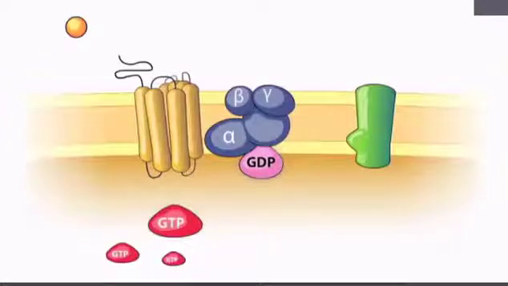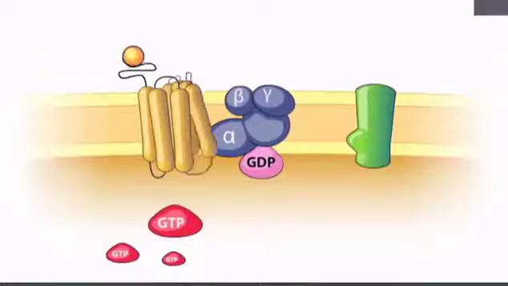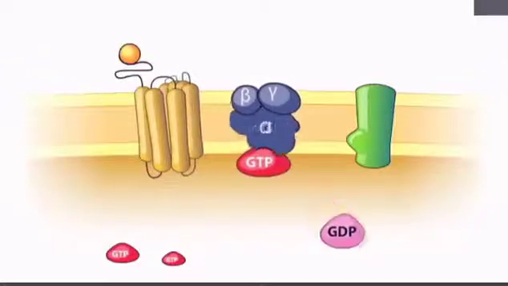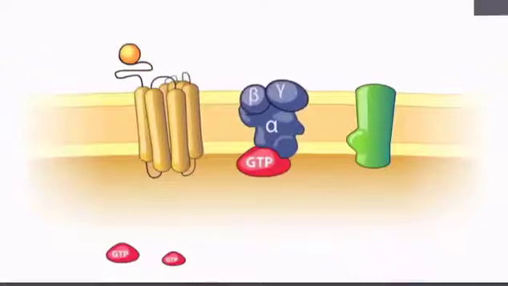So the way this works, the transmitter binds to the receptor, and that causes a conformational change in this receptor molecule. That conformational change activates the alpha subunit so that the GTP can bind to it, and when GTP binds to the alpha subunit, this G protein undergoes a conformational change. The beta-gamma subunit dissociates from the alpha subunit. The beta-gamma subunit can go on and affect some other enzymes.